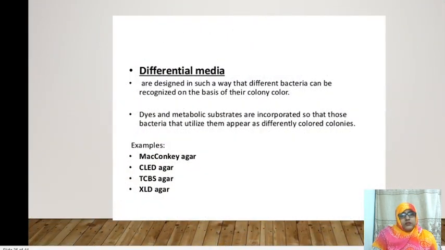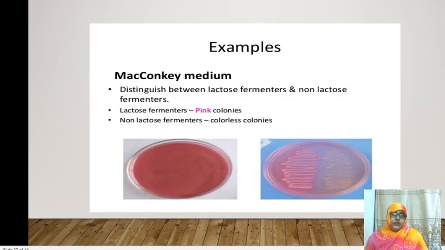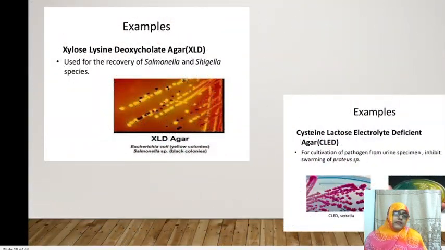Then differential media, different types of media are taken, different types of colors are seen. Different colonies are identified on the basis of colors. Different dyes are used for the identification. As in MacConkey agar, you can see the color distinguished as pink color for lactose fermenters and colorless for non-lactose fermenters. In case of XLD, xylose lysine deoxycholate agar, the recovery of Salmonella and Shigella species is taken.